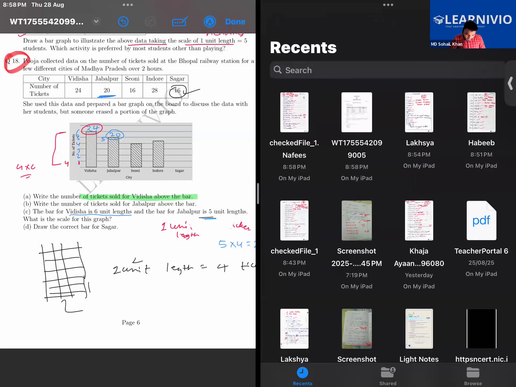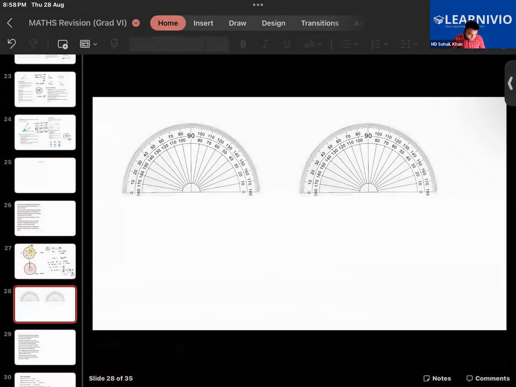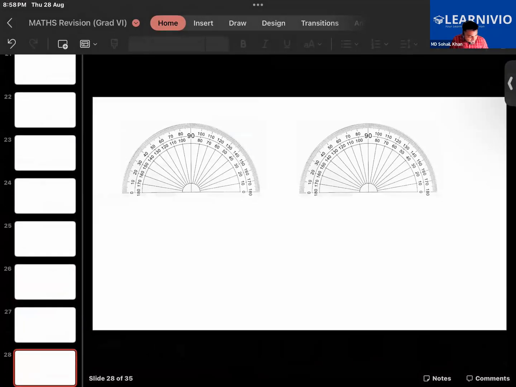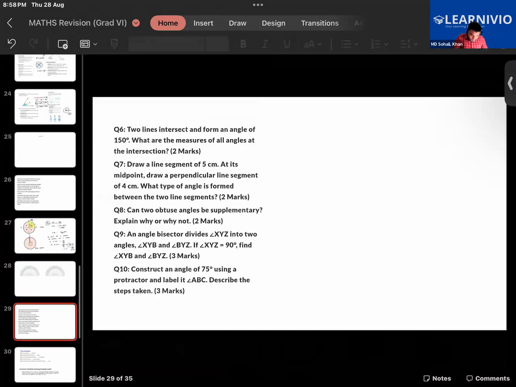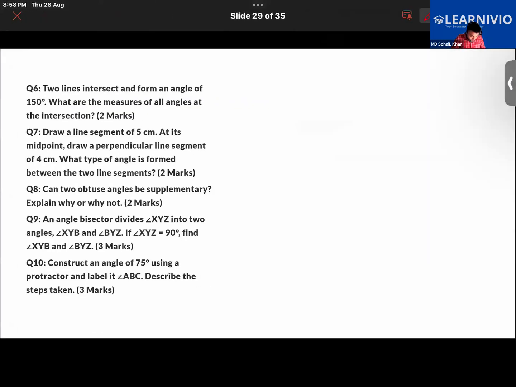In the next class, we'll be discussing the answer sheet of the next chapter, that is patterns in mathematics. Now let's continue with this. We were done with question number 7. We will continue with question number 8.